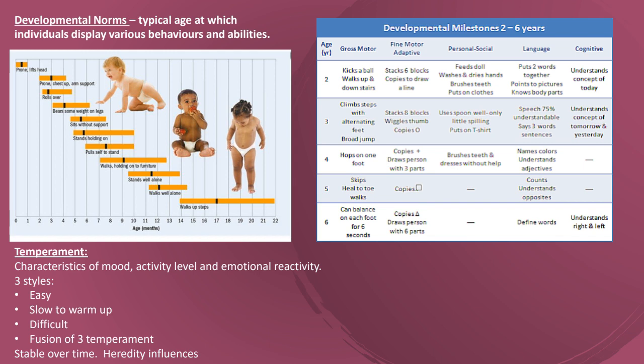Temperament, again, is also something that happens with young children. A temperament is basically the mood or the emotional reactivity of a child. And there's 3 types of temperament. There's an easy temperament. So some people might have a newborn baby up until about 18 months, and they might say, oh, my baby was so easy to cope with. He slept all the time. He didn't cry. He wasn't fussy. An easy temperament. Some children are slower to warm up, and other children actually have a very difficult temperament.